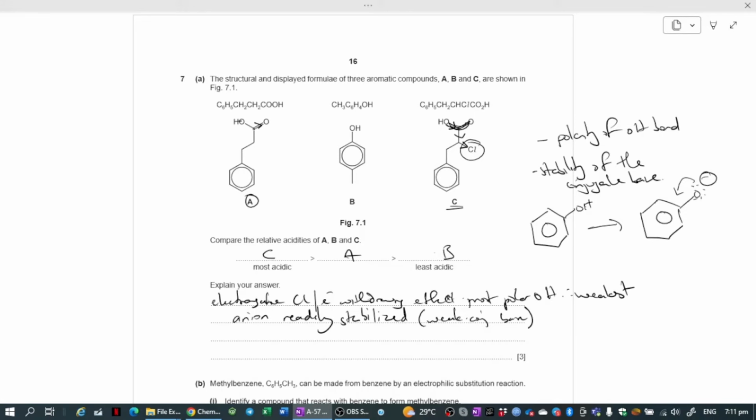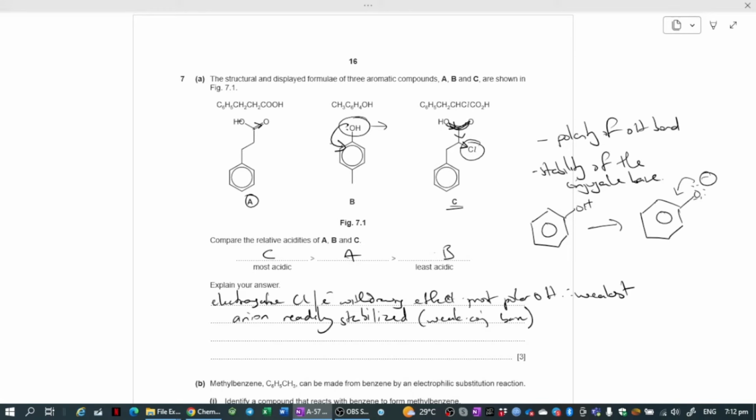And in the case of B, the benzene ring is not as electron withdrawing as the halogen atoms were. So the polarity of the OH bond here is the least, it's the least polar of the three, and the conjugate base that is formed is also the least stable. But mind you, it is still a stable conjugate base because we will have the delocalization of the oxygen lone pair into the ring in benzene.